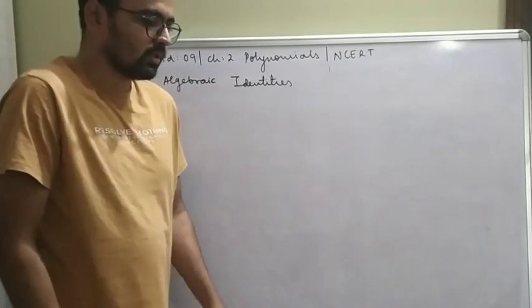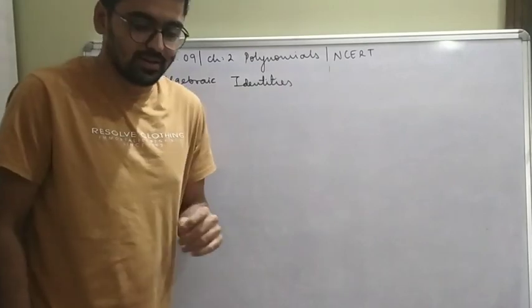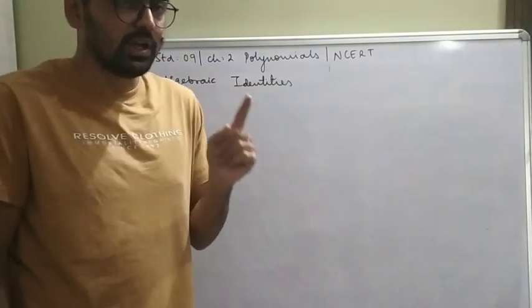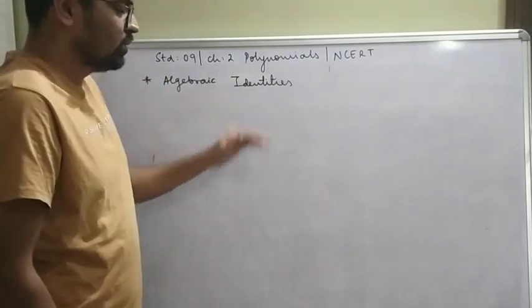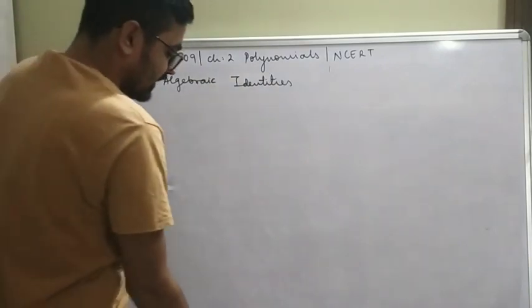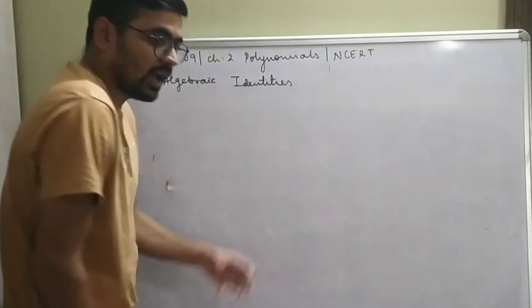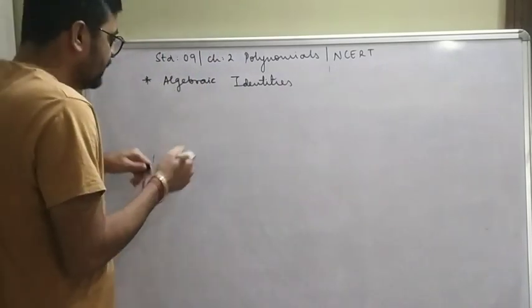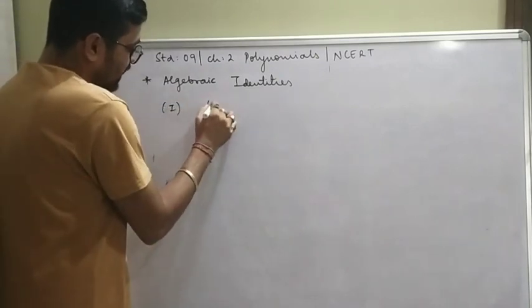Welcome all of you. Today we are going to talk about the algebraic identities. In the last video we have already completed the exercise 2.4. Today we are going to look at some of the algebraic identities which are very helpful to solve any kind of problem. Few we have already solved, but let's have a look at them, how we can identify them.